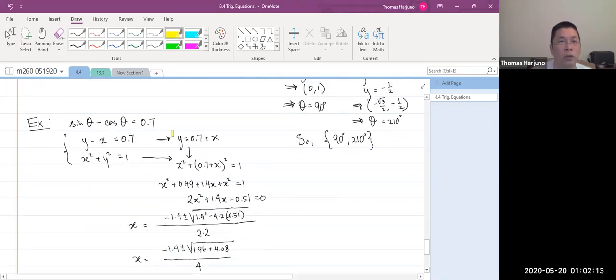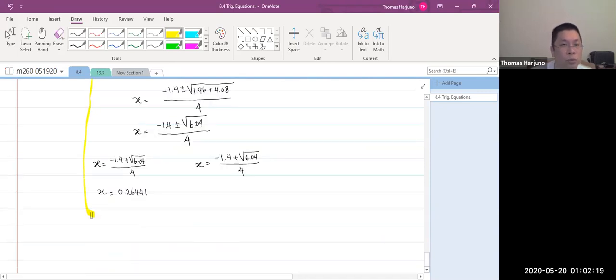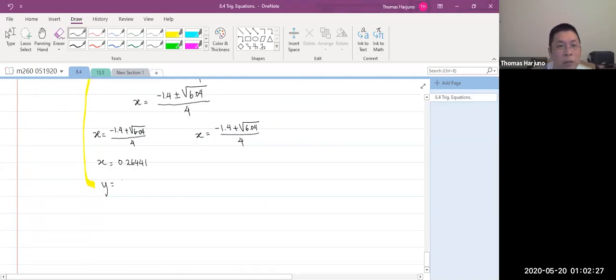And then, I need to go back pretty far. I will use this one here. So what's my y again? 0.7 plus x, 0.7 plus 0.26441. That is 0.96441. So the coordinate is (0.26441, 0.96441).